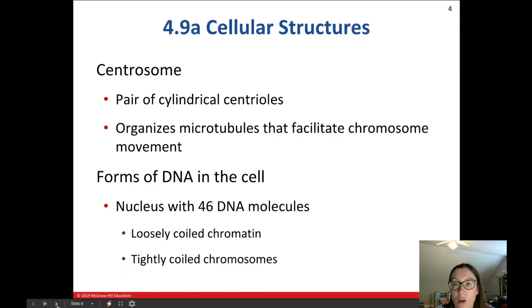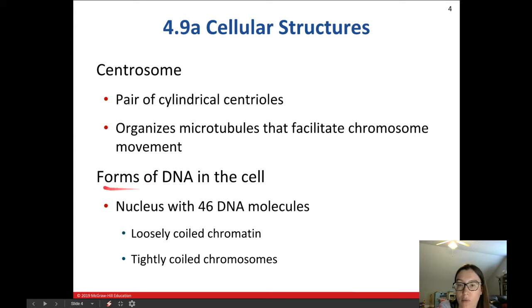So I want to review one of the structures that we talked about last lab, and this is the centrosome. And remember that a centrosome is made up of a pair of cylindrical centrioles. And so these are in charge of managing the cell's cytoskeleton, so those microtubules. And these microtubules are going to be really important in moving the chromosomes around and forming the mitotic spindle. So the centrosome is kind of the organelle that's going to help control cell division.